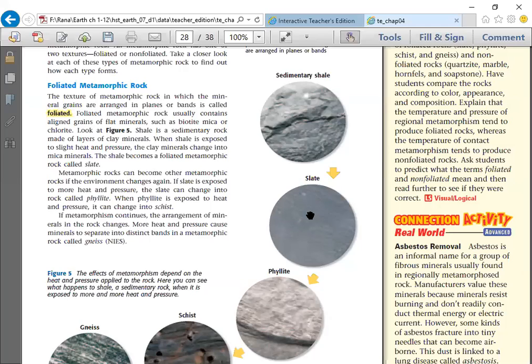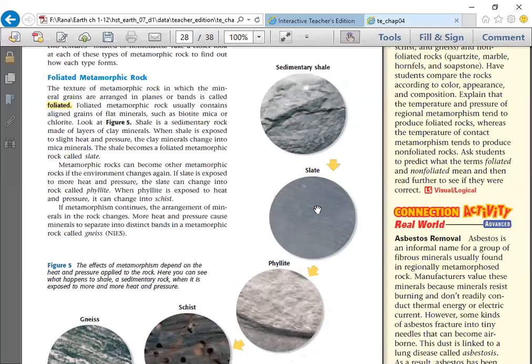We call it slate. If you look at the slate, guys, it appears to have layers or bands like this. Could you see it? Yes. Okay. So that is a foliated metamorphic rock. If the slate keeps being exposed to high pressure and temperature, it could change into another metamorphic rock. That means this is a metamorphic rock and that is another metamorphic rock.